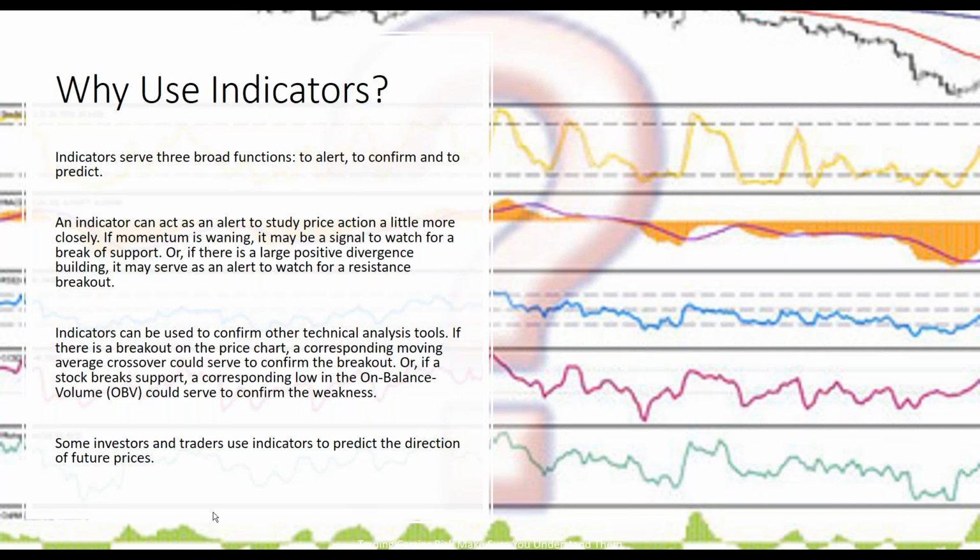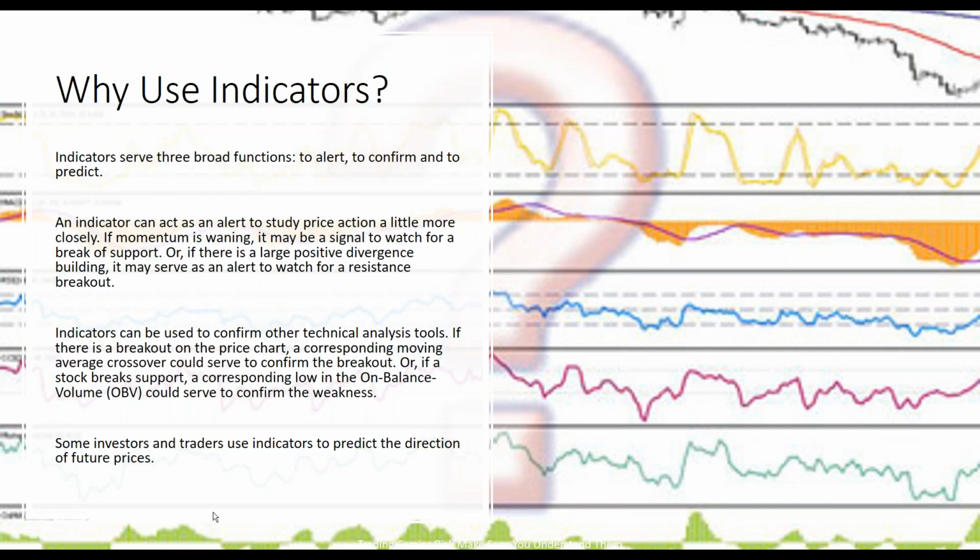If momentum is waning, it may be a signal to watch for a break of support. Or if there's a large positive divergence building, it may serve as an alert to watch for a resistance breakout. Indicators can be used to confirm other technical analysis tools. So in other words, if you get a pattern developing in your candlesticks that's giving you something, using an indicator will help confirm what that pattern's telling you. If there's a breakout on the price chart, a corresponding moving average crossover could serve to confirm that breakout. Or if a stock breaks support, a corresponding low on the on-balance volume could serve to confirm the weakness.